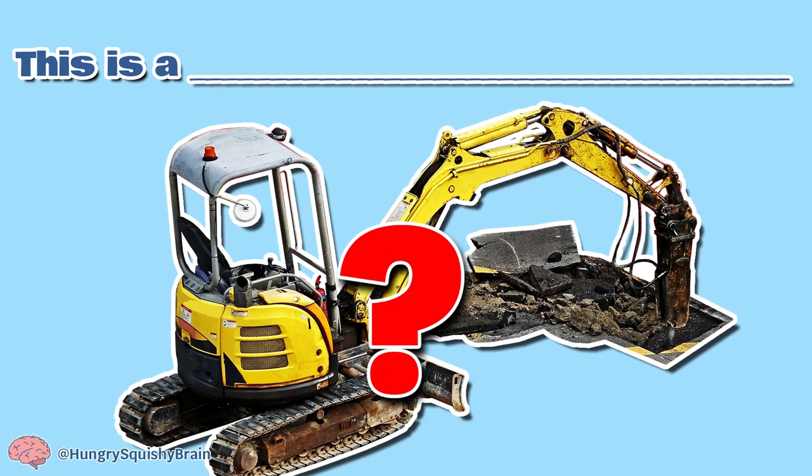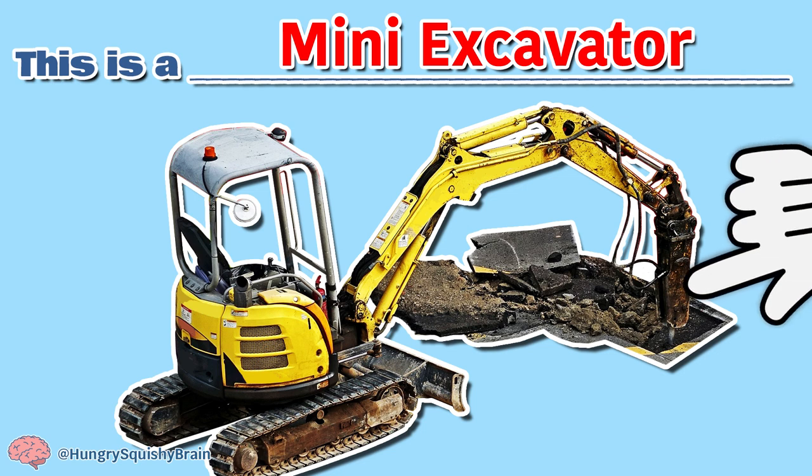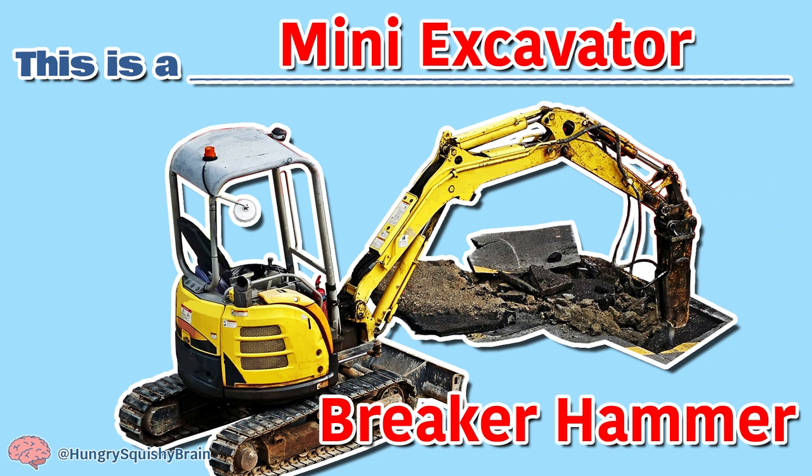What is this? This is a mini excavator, and this one has an attachment on it, here. This is a jackhammer, or breaker hammer, attachment, called such because it is used to break up a hard surface such as the asphalt that you see here, and it uses a rapid hammering movement, which is a quick up and down movement, and it uses a lot of force.